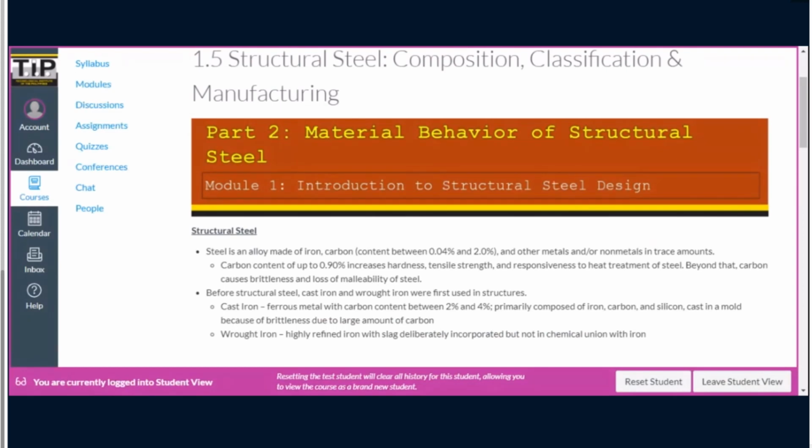So now we will be going with part 2, in which we will be talking about the main material that we use in structural steel design, which is, well, structural steel. Okay.